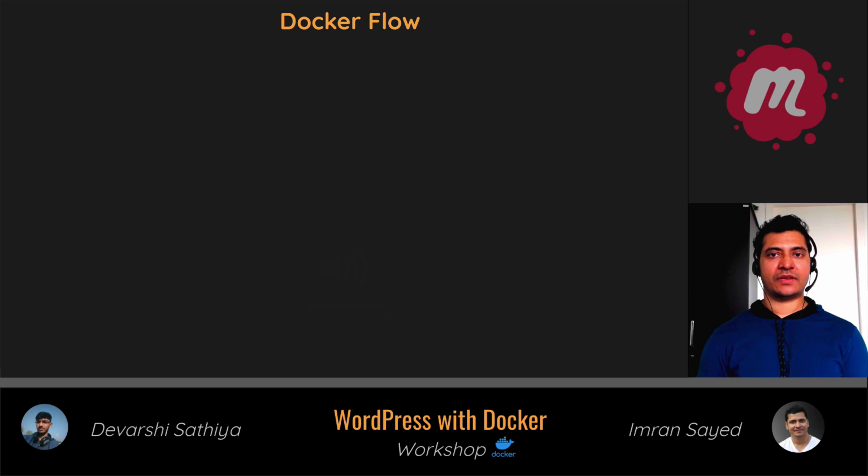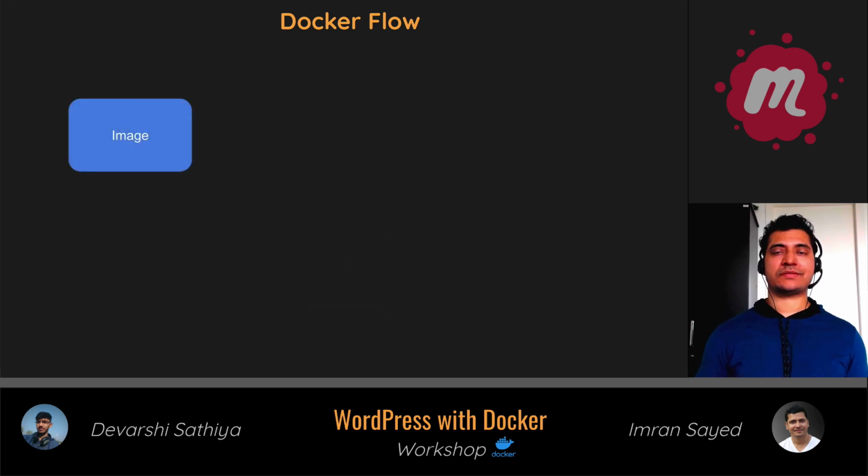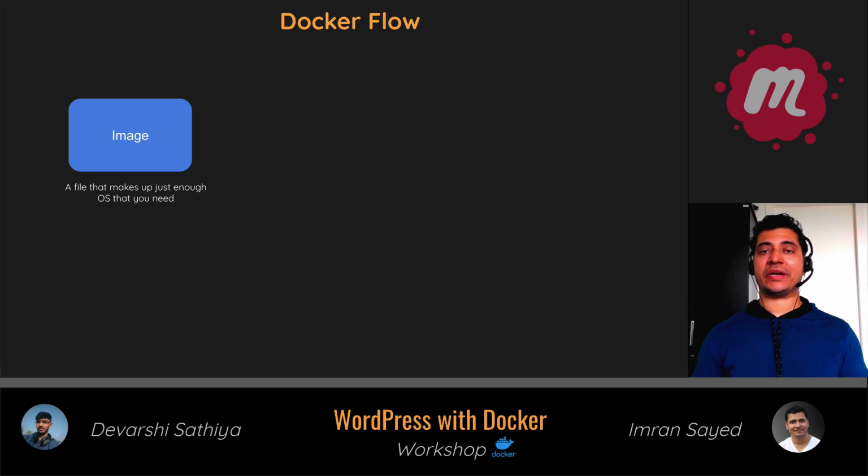Okay. So let's take a look at the flow of Docker, how things work under the hood. In Docker, you have something called an image. So what is this image? Well, an image is nothing but just a file that makes up just enough operating system that you need to run your service. That's all an image is, just a file which contains a bunch of configurations.